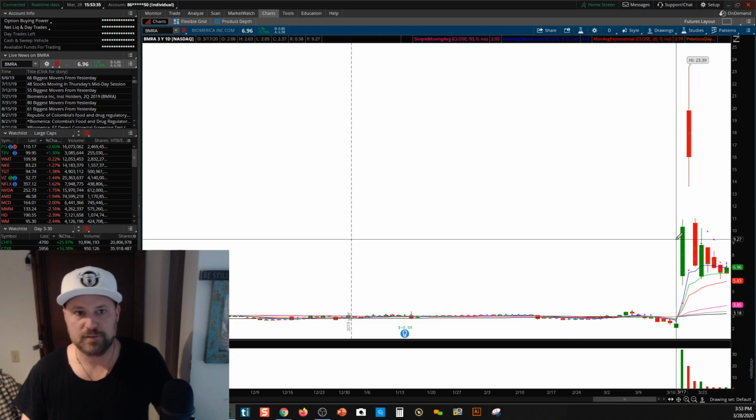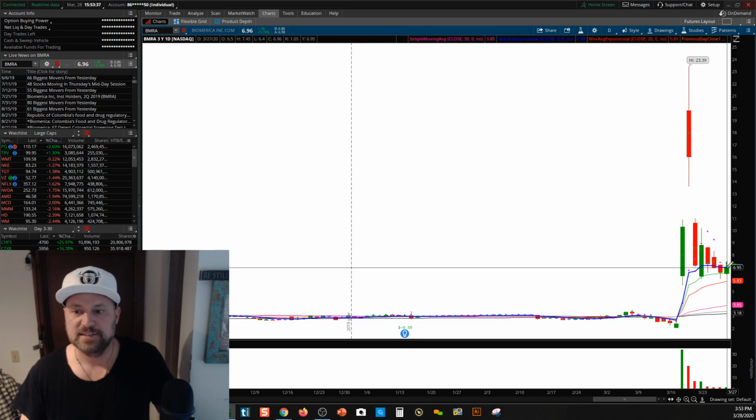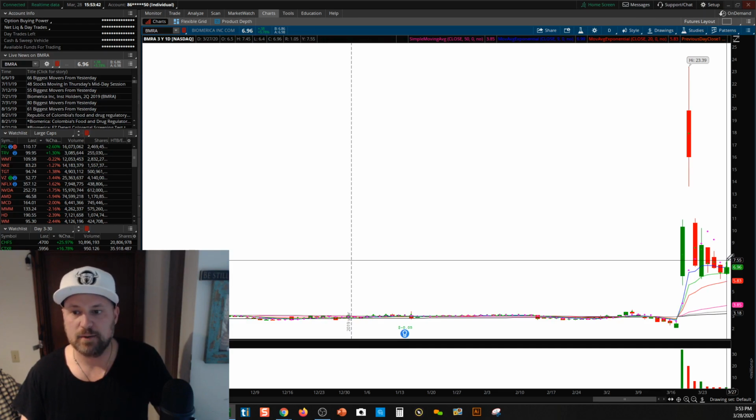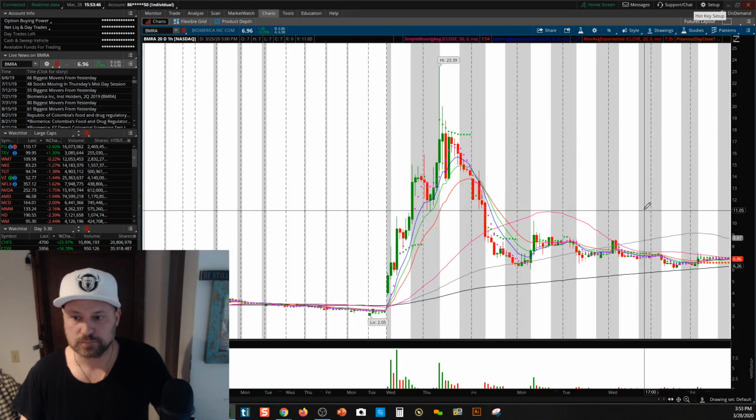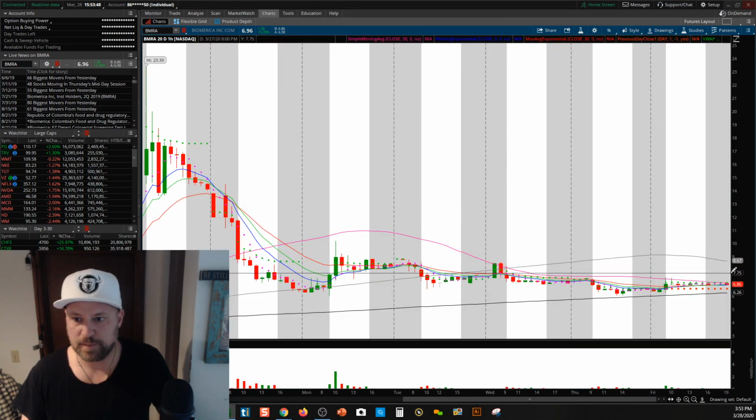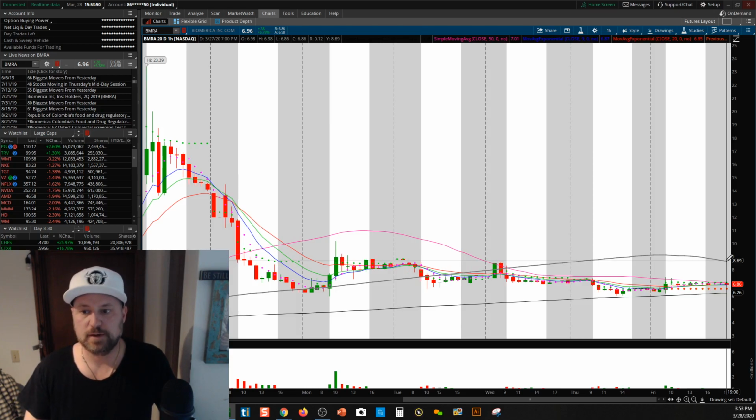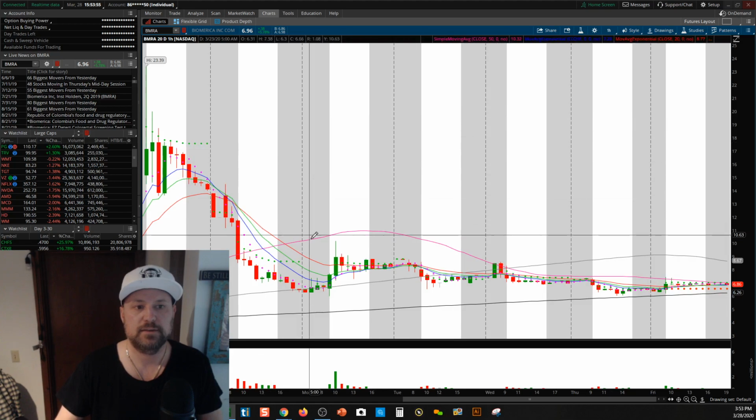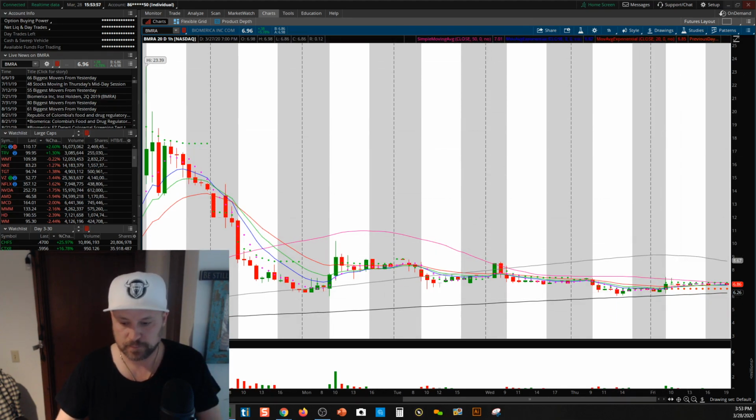Same thing with BMRA, kind of holding the 13 and the 9 EMA. If this one can break out, let me look at the hourly. If this one can get a pinch and move back up, you can see some resistance right around that 870 level. And then see if it can break that 870. Then it might have room to pop up again.